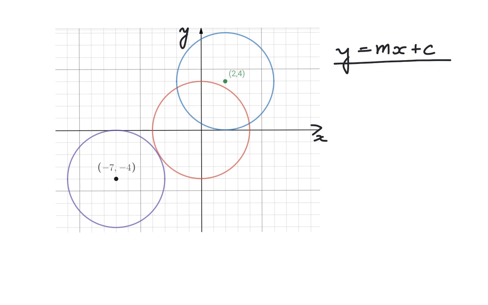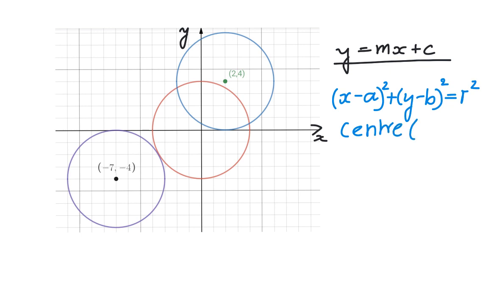As with all shapes, it has a very specific equation, and the equation of a circle is defined as (x minus a) squared plus (y minus b) squared equals r squared, where the center of the circle is given to us with coordinates (a, b). Once again, in the brackets we have x minus the x coordinate of the center, y minus the y coordinate of the center of a circle with radius r units.